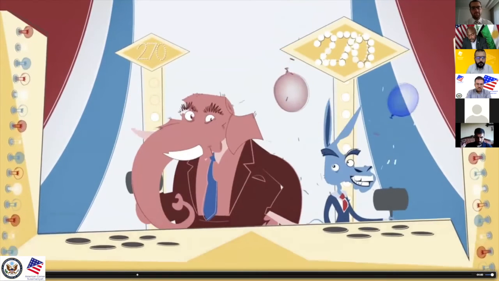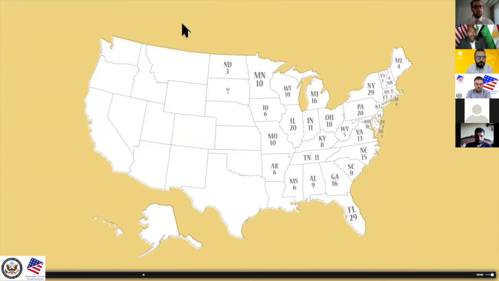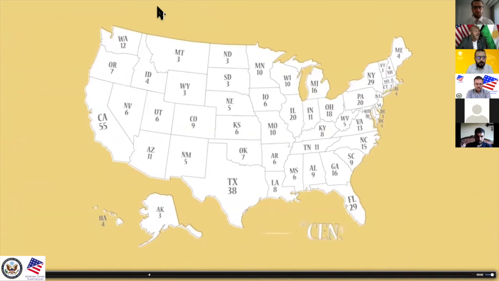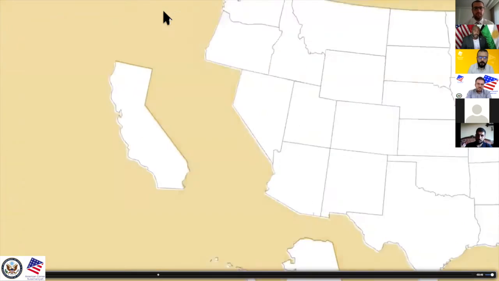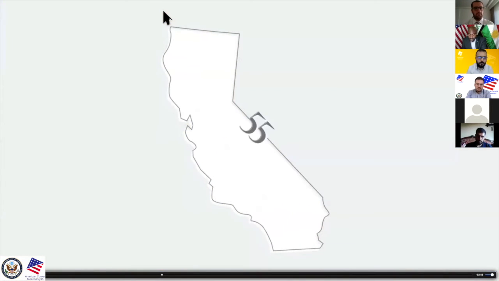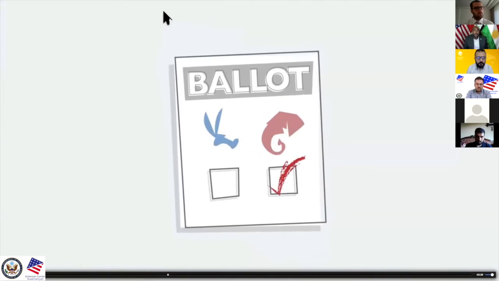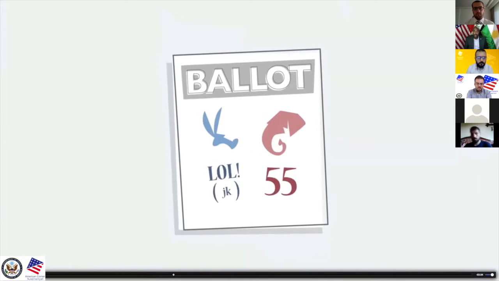So how do states even get electoral votes? Each state receives a particular number of electors based on population size. The census votes. Let's say you're a voter in California, a state with 55 electoral votes. If your candidate wins in California, they get all 55 of the state's electoral votes. If your candidate loses, they get none.